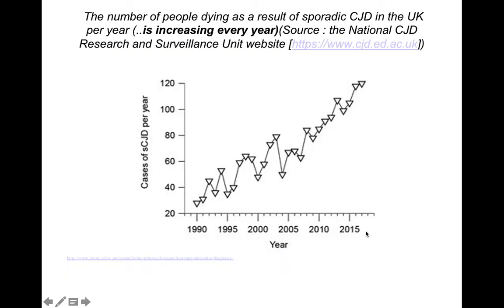This is a little disturbing, and granted, you guys, it's like we don't, well, let's see here. No, 16, 17, 18. So 2019. This is something that we do need to remember is that prions can have really, really long incubation periods. So this is talking about the sporadic form. So the number of people dying as a result of sporadic CJD in the UK is increasing every year.